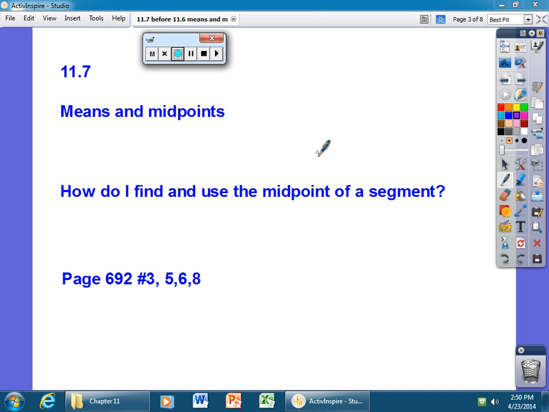Okay, today we're going to be talking about Chapter 11, Section 7, Means and Midpoints. How do we find and use the midpoint of a segment? After you watch the video, go to page 692, do problems 3, 5, 6, and 8.